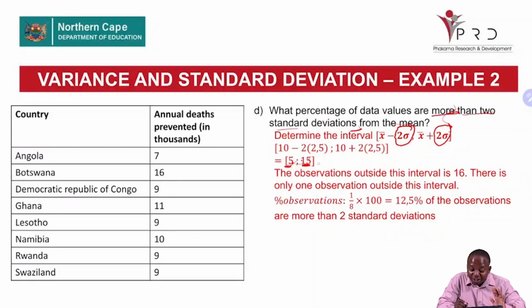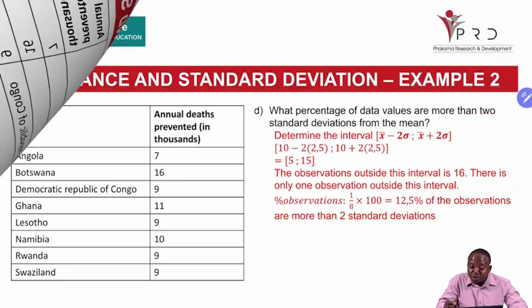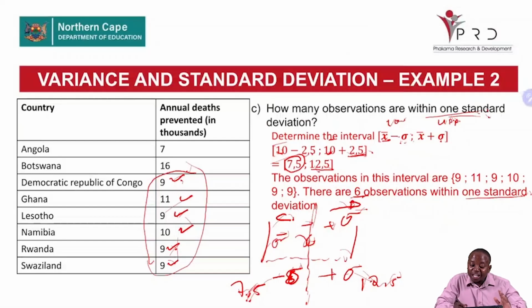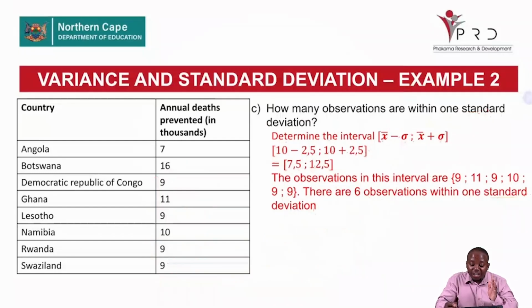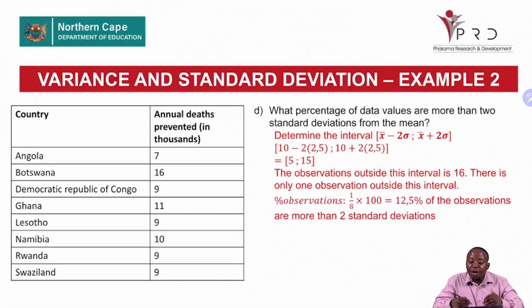So this is not within. Here we're looking outside of this. The observation outside of this interval is 16. There's only 1 observation. So the difference between these 2 questions, let's go back to this one: they say within, so we are looking at the values that are inside of the deviation. Then this one we are saying outside of this.